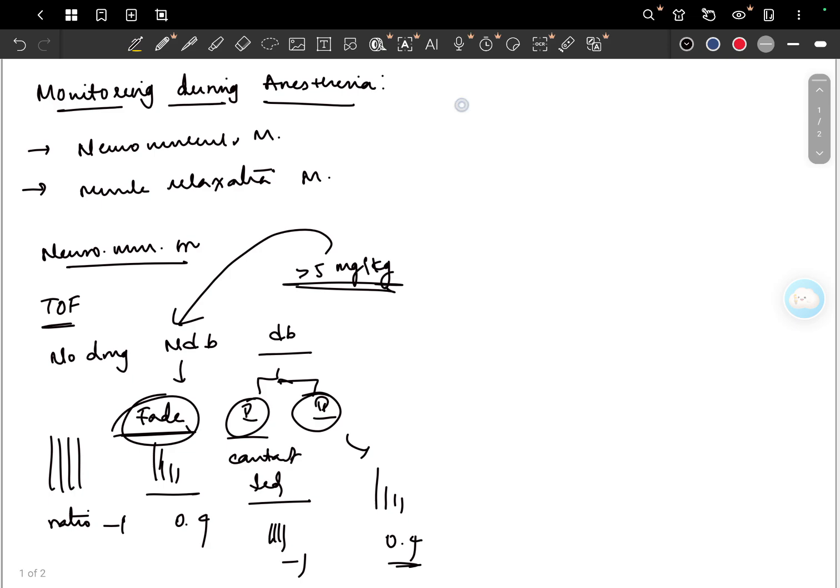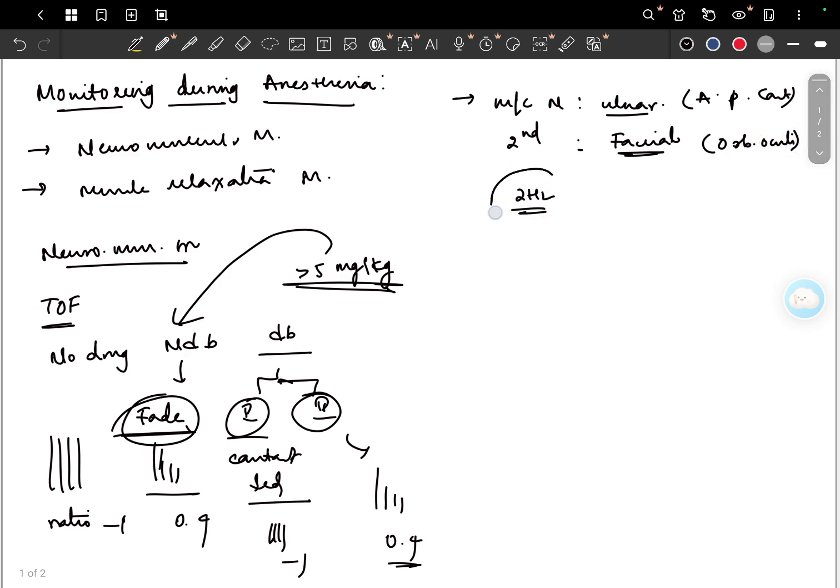Now coming to a few facts here, the most common nerve used in this will be the ulnar nerve, and the second most common will be the facial nerve. In the ulnar nerve we'll see adductor pollicis contraction, and in facial we'll see action of orbicularis oculi. Now 2 hertz frequency difference is maintained. Tetanus is seen at 50 hertz.